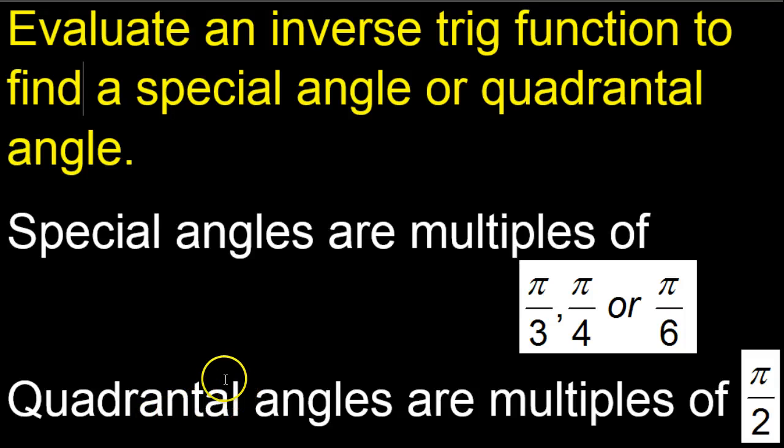In this video, we will learn to evaluate an inverse trig function to find a special angle or a quadrantal angle. When I say special angle, I'm talking about multiples of pi over 3, pi over 4, or pi over 6. Quadrantal angles are multiples of pi over 2. They're angles that fall on the x or y axis.